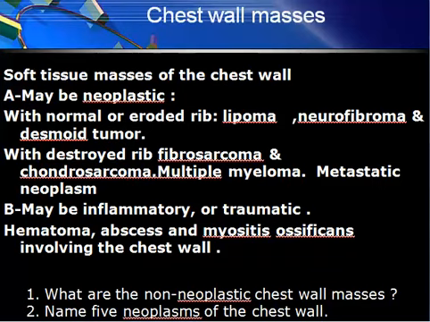Name 5 neoplasms of the chest wall. You start with benign: lipoma, neurofibroma, and desmoid; then chondrosarcoma, fibrosarcoma, multiple myeloma, and deposits. These are malignant and these are benign. The most common benign is lipoma, and the most common are the malignant, whether primary or multiple myeloma or metastatic disease.